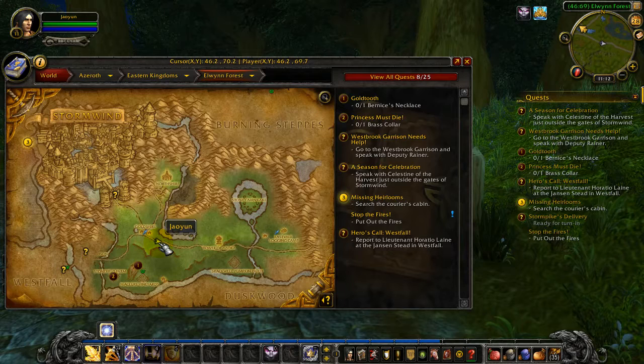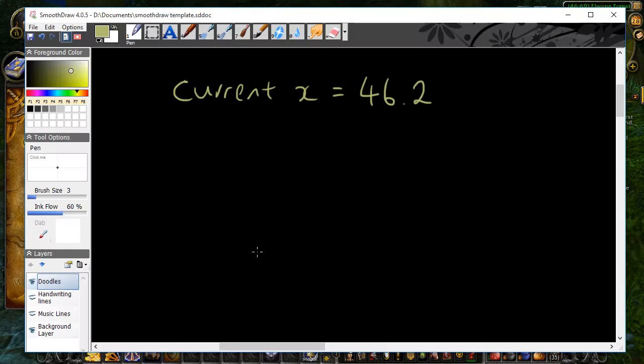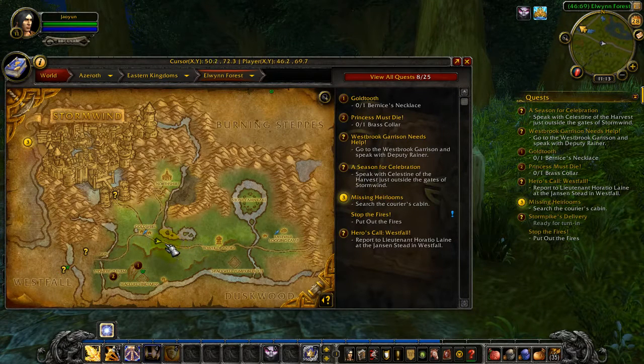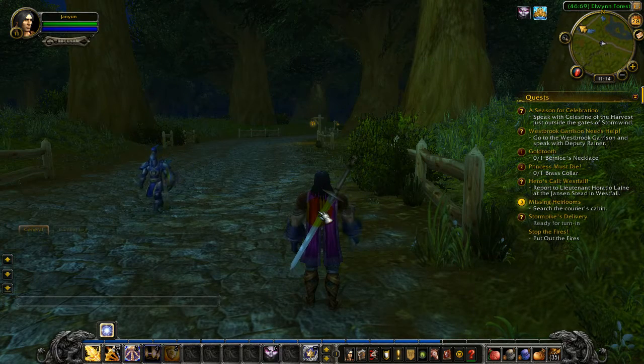So what I'm going to do is walk a little bit and measure how long it takes me to walk from where I'm standing right now. I'm standing at 46.2 for x, so I'm going to write that down. I'm currently at x equal to 46.2, and I'm going to run horizontally, maintaining my y as 69.7. I'm going to run for a bit and see where I end up. Let's try that. You'll see what I'm doing in a second.